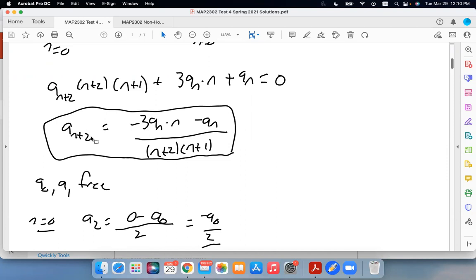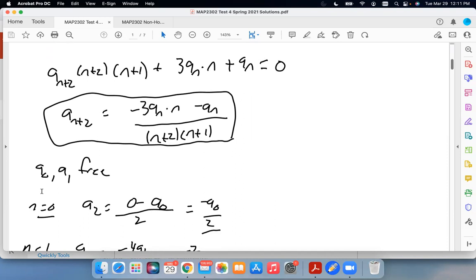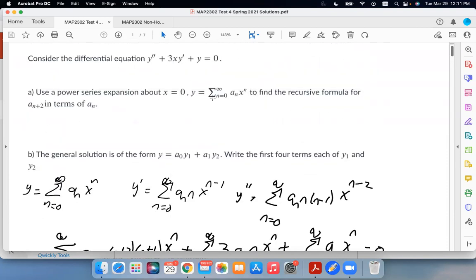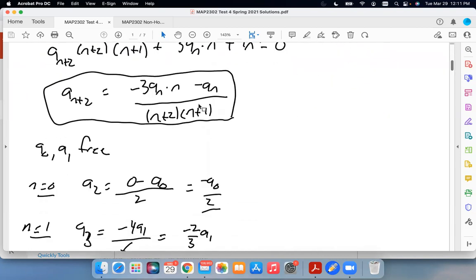It's a second order DE, so the first two coefficients are always going to be free. Remember, a0 is y of 0, a1 is y prime of 0, always, as long as we're expanding about 0. And we weren't given those initial conditions, so those will just be free.